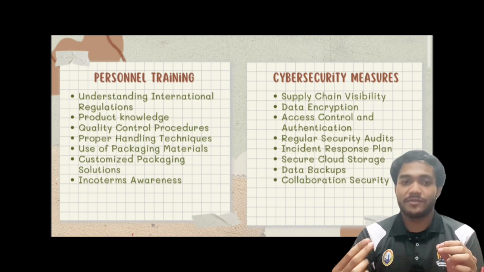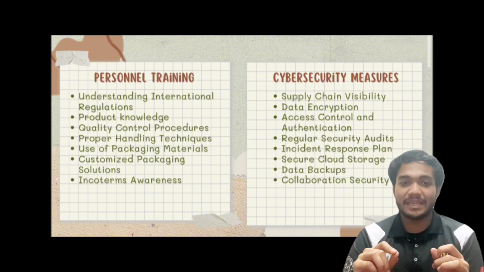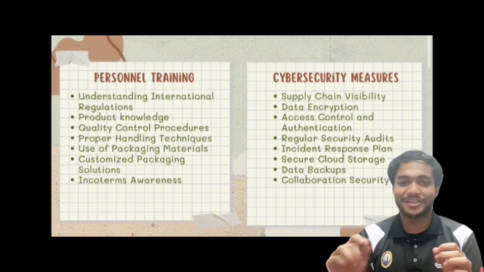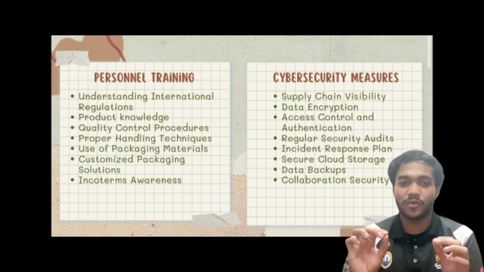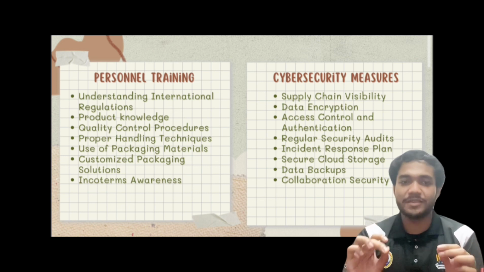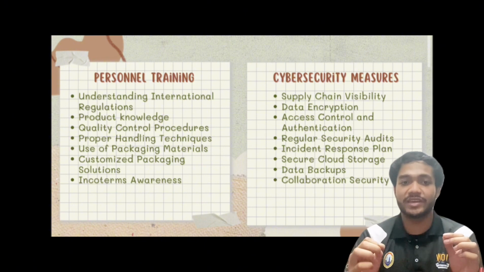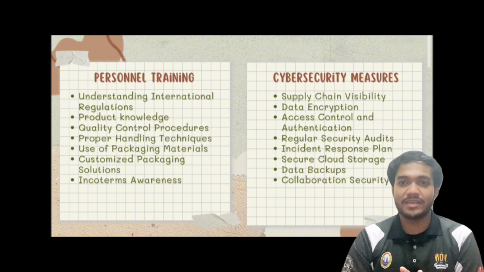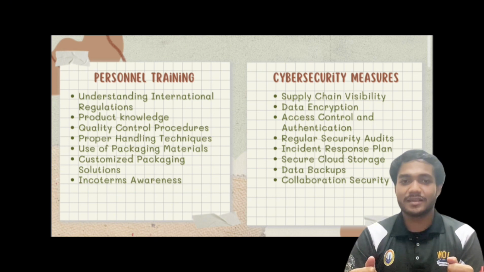And the last one is collaboration security. Collaboration security ensures secure communication among your team. So when you have the collaboration, it will be secure when you communicate among your team itself. Alright, so for now, that's all my explanation and thank you.